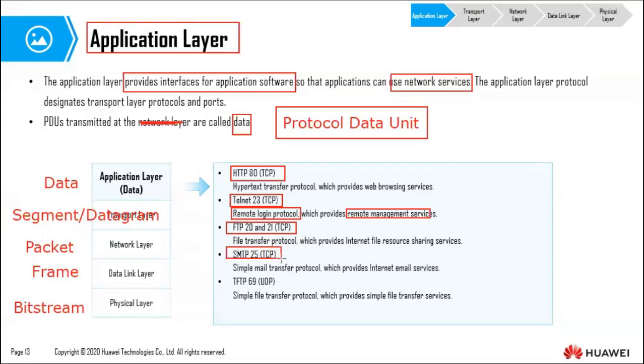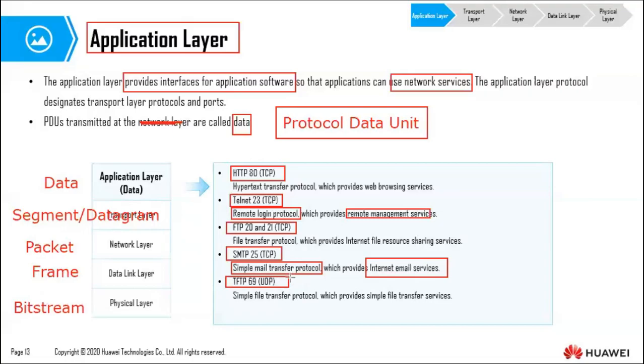Then we have SMTP, simple mail transfer protocol. This one is used to transfer emails, simply called mails. Internet email services. It also uses TCP. Then we have FTP and we have TFTP.